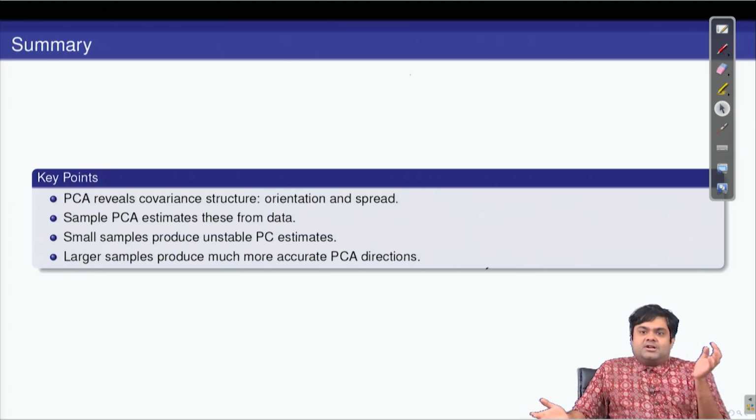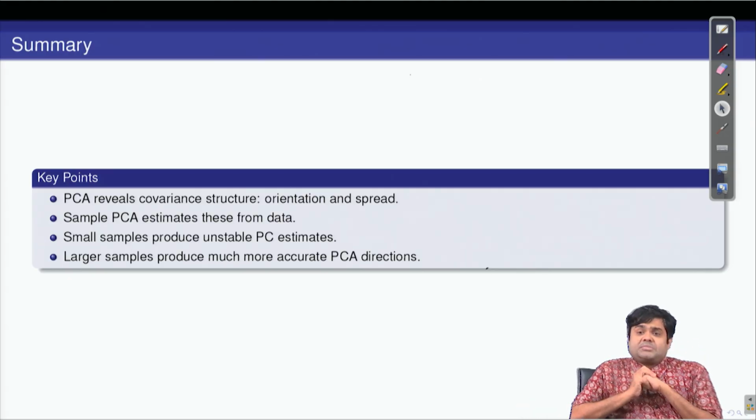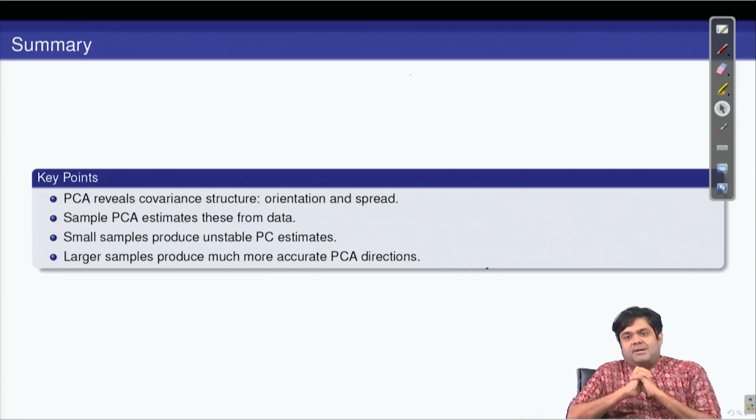So, with this motivation, we will conclude today's talk. In the next class, we will formally derive the sample PCAs, and we will see that they are the eigenvectors corresponding to this sample variance covariance matrix.